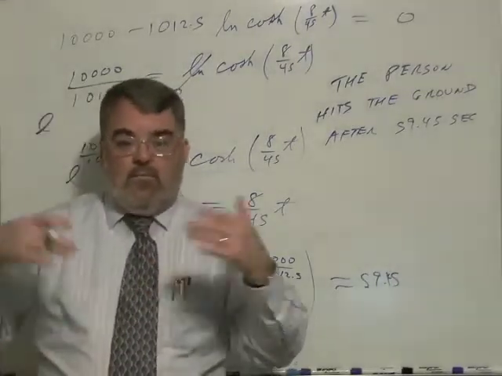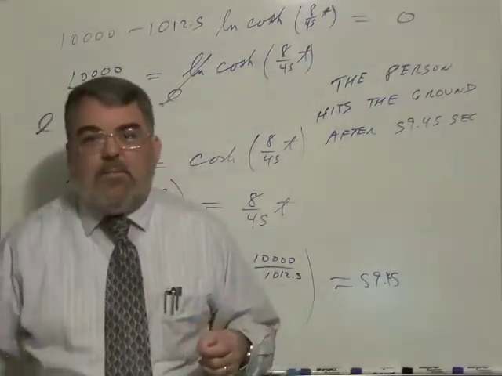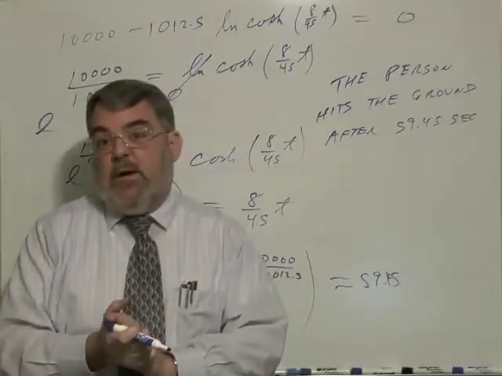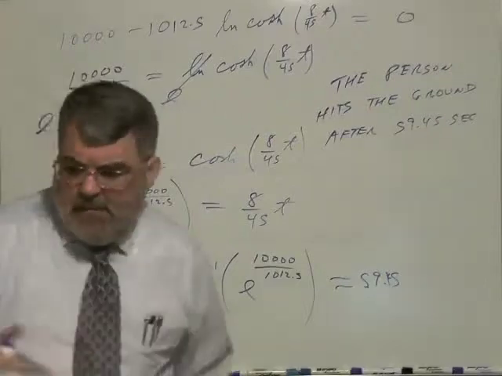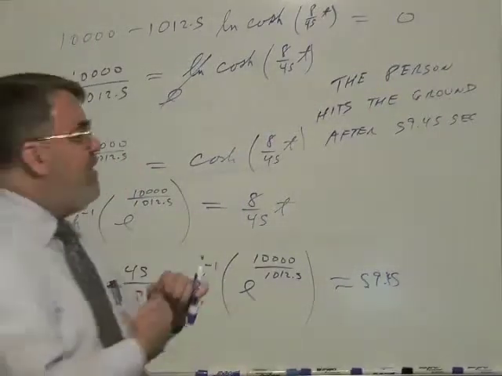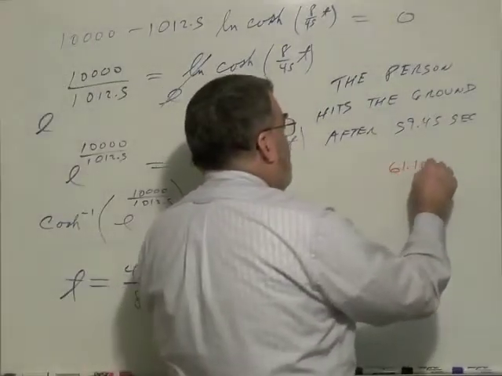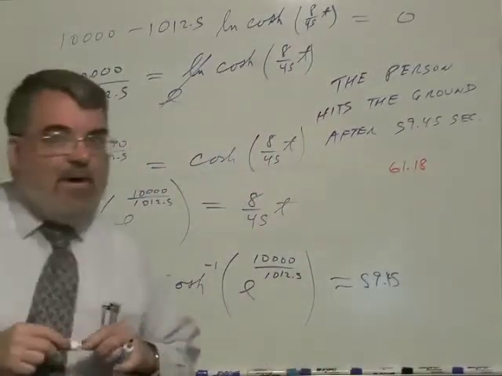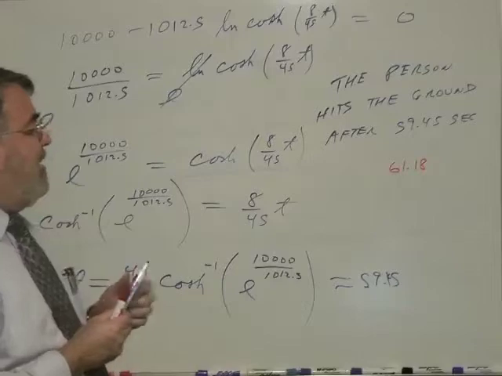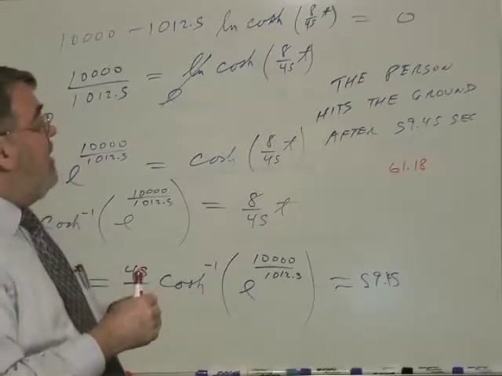Now I'm very confident if you plug this number into our velocity function that you're going to get a velocity that's about 179.999 something. It's going to be very, very close to 180. So you might do that just for the fun of it. Our previous model, it took 61.18 seconds to reach the ground. So a little bit faster in this model.